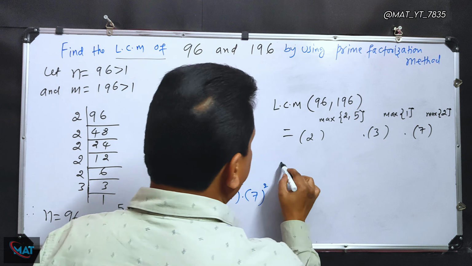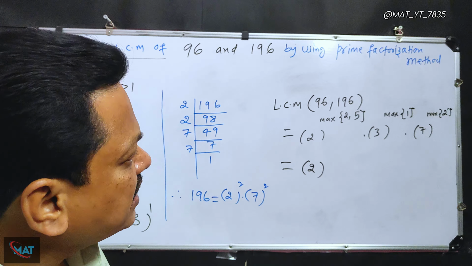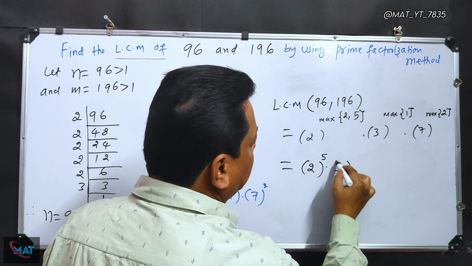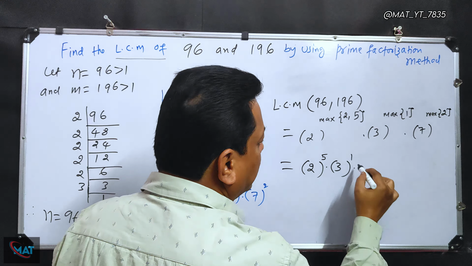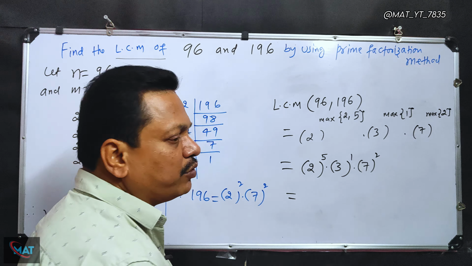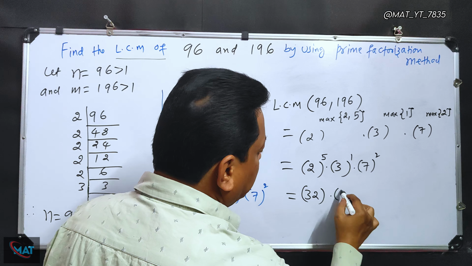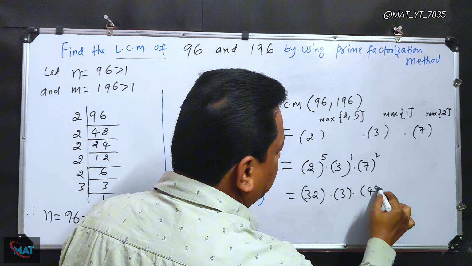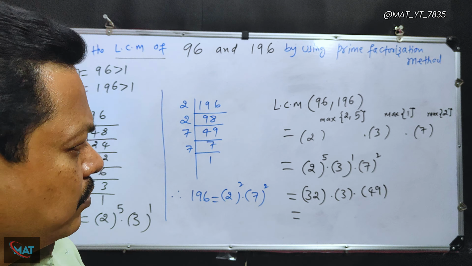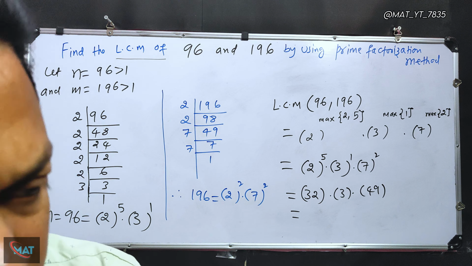Now based on this information, we have to take 2. Max means maximum. Maximum of 2 and 5 is 5, into the next prime, 3. Maximum of 1 is only 1. Here also maximum of 2 is only 2. So this we have to multiply and compute. 2 to the power 5 is 32, into 3, into 49. Let us use calculator and compute. 32 into 3 into 49 is 4704.